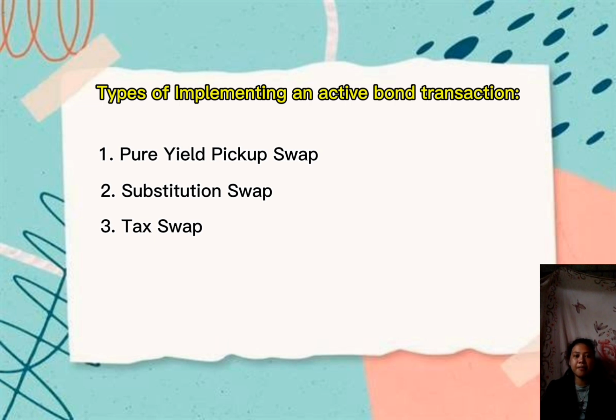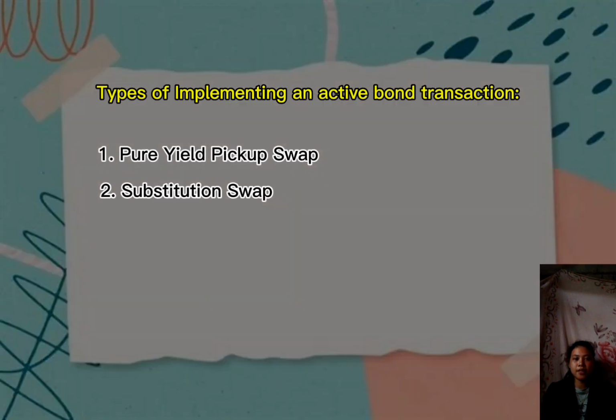A tax swap is a strategy where an investor sells a bond to realize a loss for tax purposes and then buys a similar bond to maintain the portfolio's overall position. The goal is to offset gains with losses to reduce taxable income while still holding a similar investment. This strategy is commonly used to minimize taxes on capital gains.